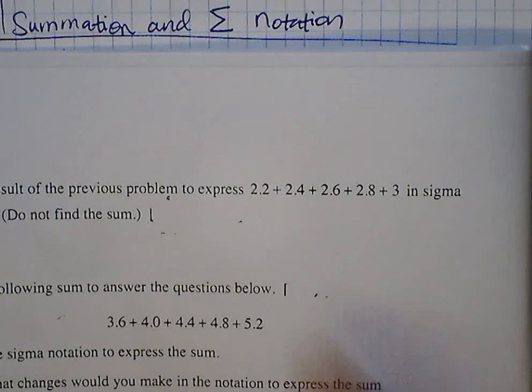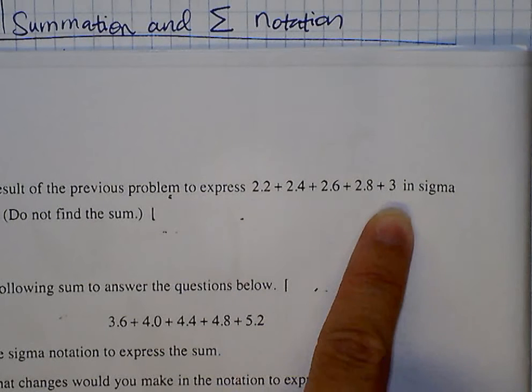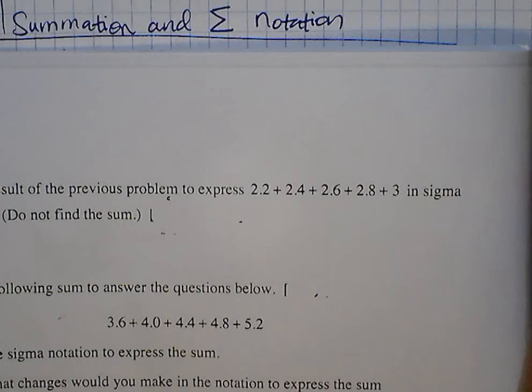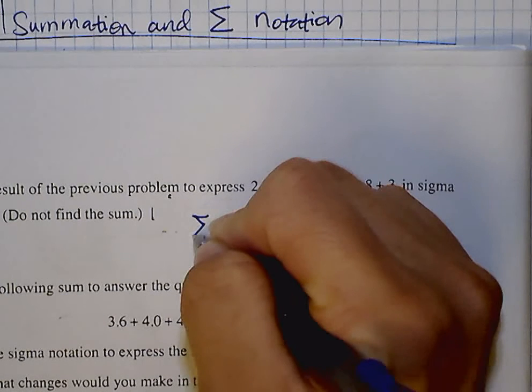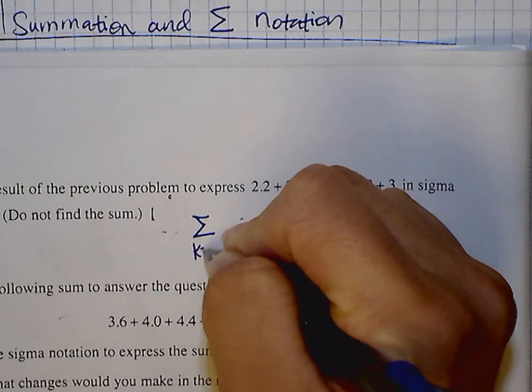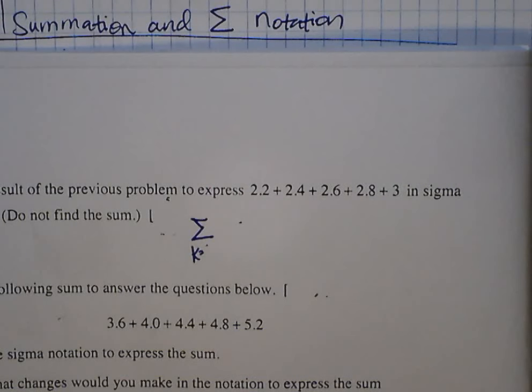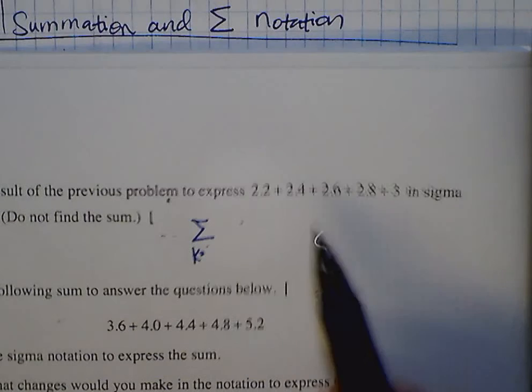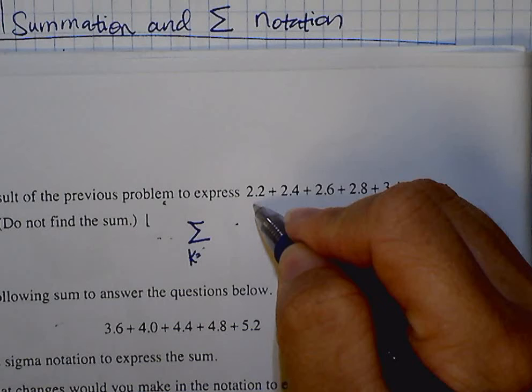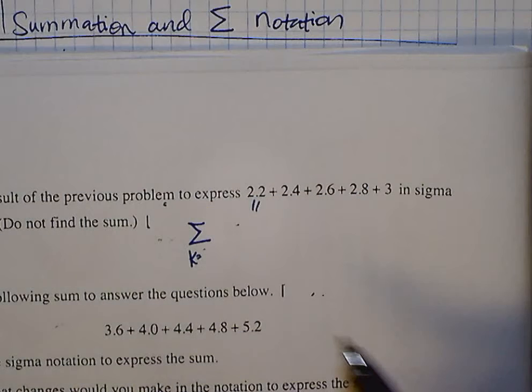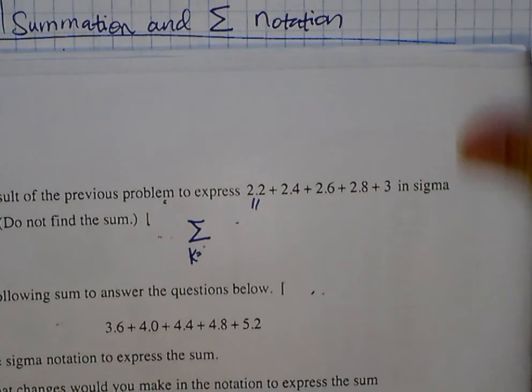So now, keeping that in mind, can you use the result of the previous problem to express this in sigma notation? So remember, in sigma notation, my index has to be an integer. Not a whole number, it has to be an integer. So how can I express this? Okay, you have 1 minute to discuss with your group what you think that should be.